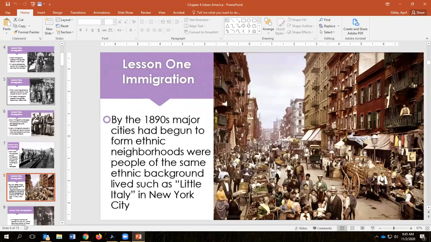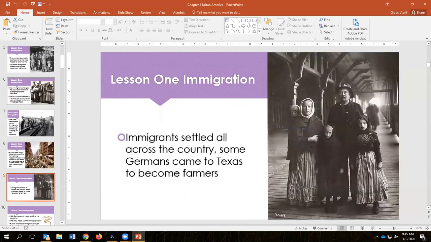By the 1890s, major cities had begun to form ethnic neighborhoods where people of the same ethnic background lived, such as Little Italy in New York City. And then you have Chinatown. I know you've heard of all those things. Immigrants settled all across the country. Some Germans came to Texas to become farmers.